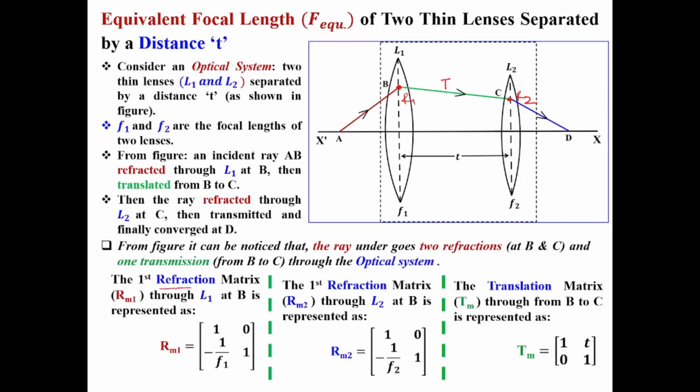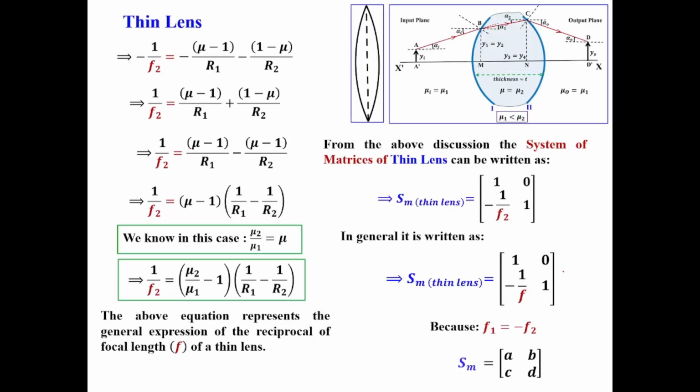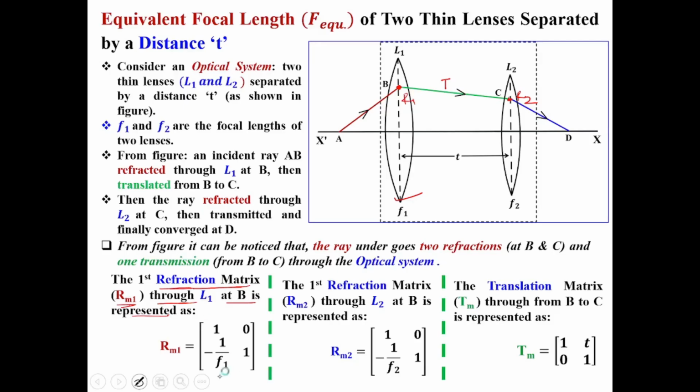So for the first refraction, the refraction matrix Rm1 through L1 at B is represented by what? [1 0; -1/f1 1], because this is a thin lens, and in the last class we discussed that this is the system matrix of a thin lens. So for the first lens having focal length f1, instead of f we have to write f1 right here.